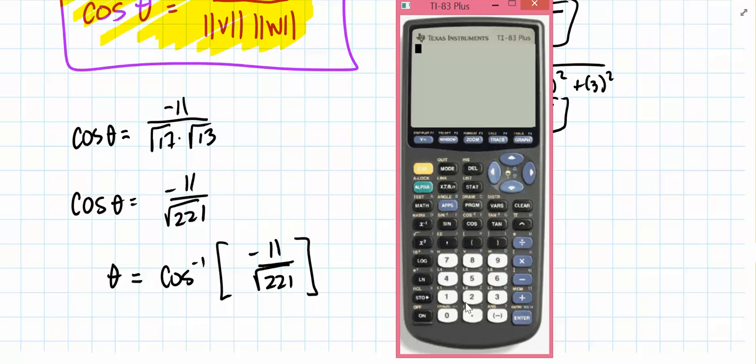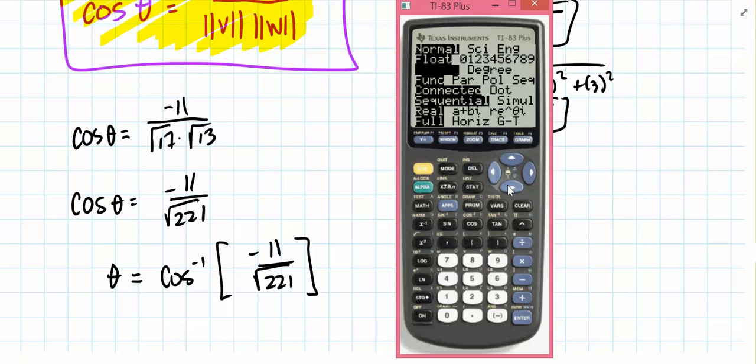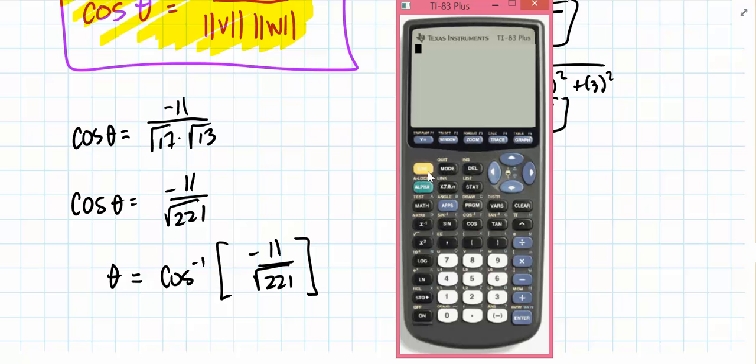Okay, here we go. So if we're asking the calculator, are we finding a degree or a radian, you guys? We're finding a degree, so what mode should we be in? So make sure that you're in degree mode, because we want a degree. Second quit. So we're doing second inverse cosine of negative 11 divided by the square root of 221. Close parentheses, bam. 137.7 degrees.